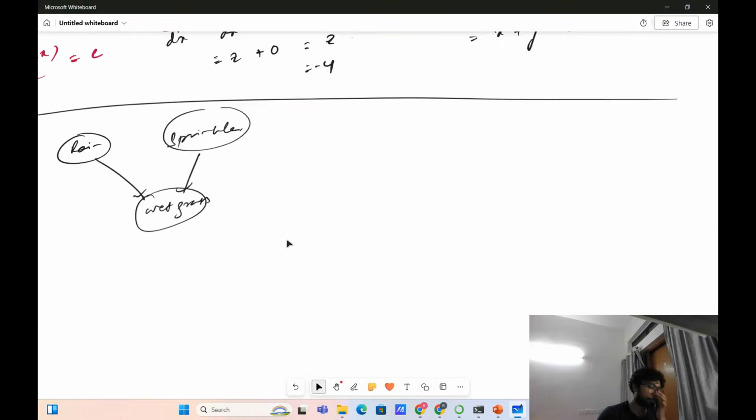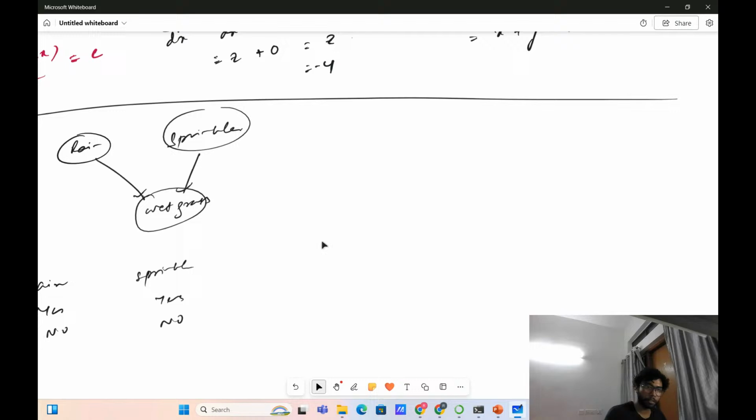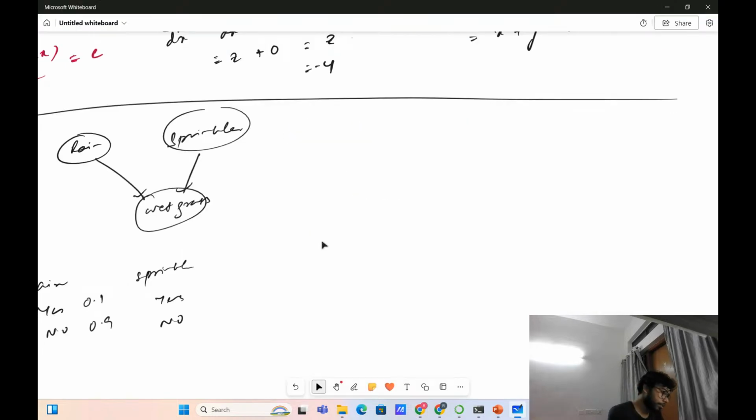So you have rain and sprinkler. So let's draw the table for rain. For rain, probability of yes and probability of no. Similarly for sprinkler, probability of yes, probability of no, right? For rain, it is given probability of yes is 0.1, so probability of no would be 0.9. Similarly for sprinkler, probability of yes is 0.2, probability of no would be 0.8, right?